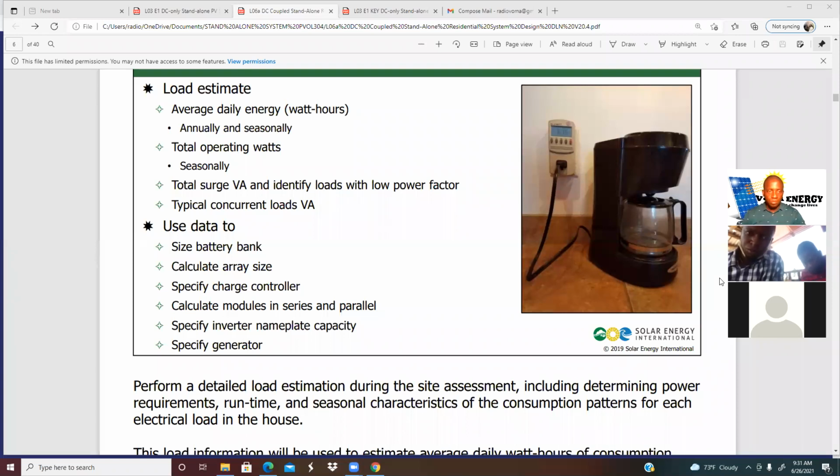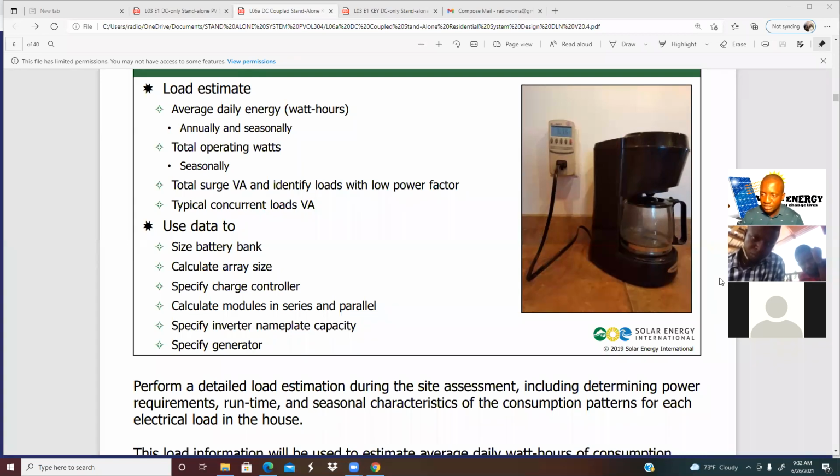Okay, good. So these are the loads. You know about the loads analysis, Alberto, you know that, not so? And you know we have surge load, we had the total surge load VA, and we identify the load with low power factors, the typical current load. So these are just information you get from your customer.